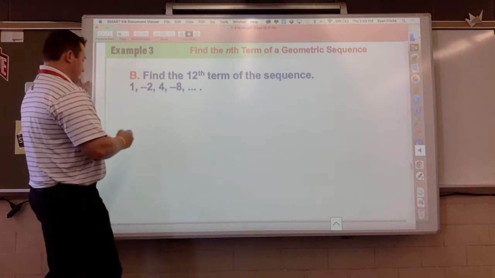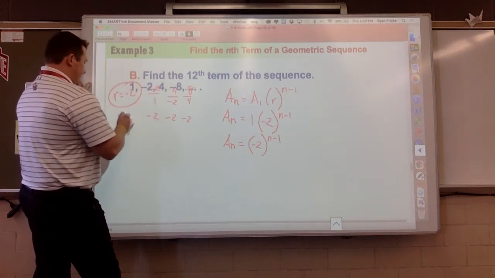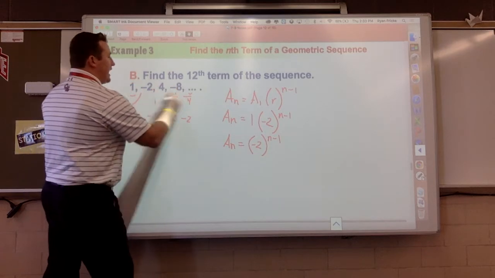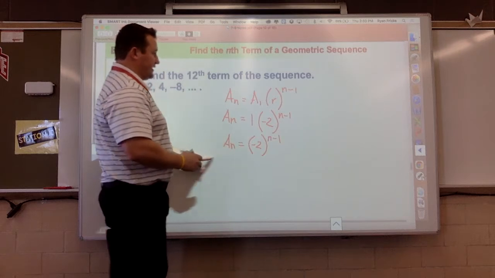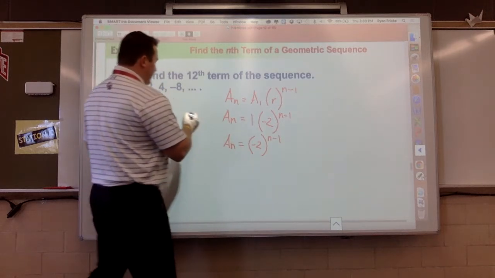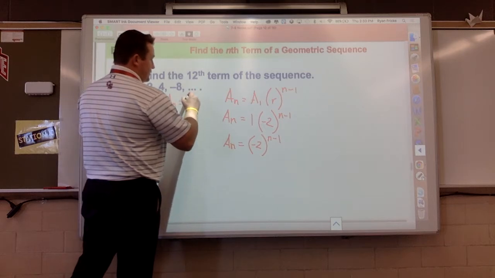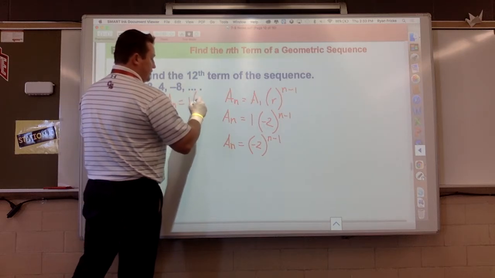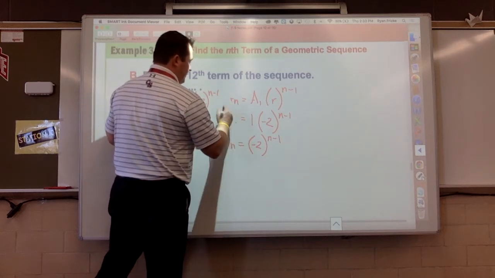Find the 12th term. I wish I could bring back all of our stuff. There it is. Welcome back, okay? So now I want to find the 12th term. So we're going to take this, and here, I'll just write it over here. A n equals, I'm going to leave the 1 on there just to show you that it really doesn't do anything. N minus 1. Okay. Make all this go away.